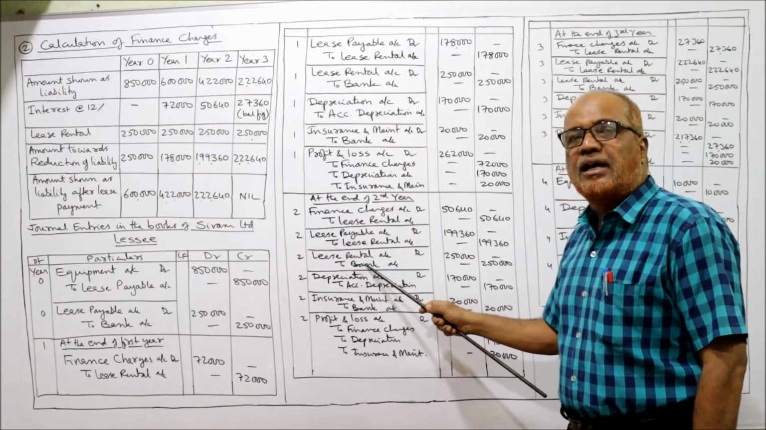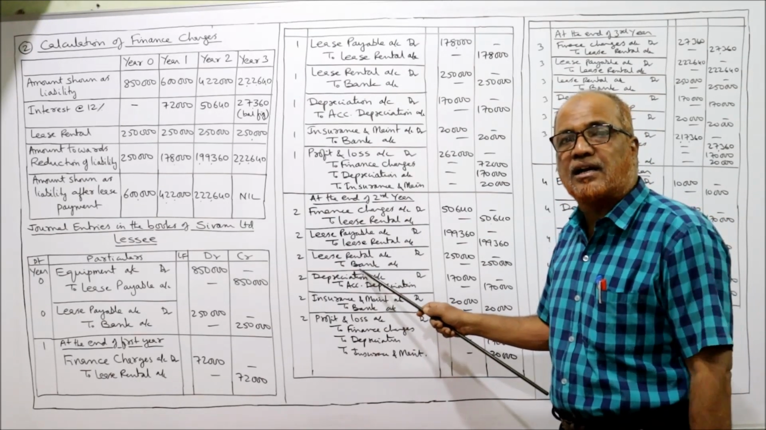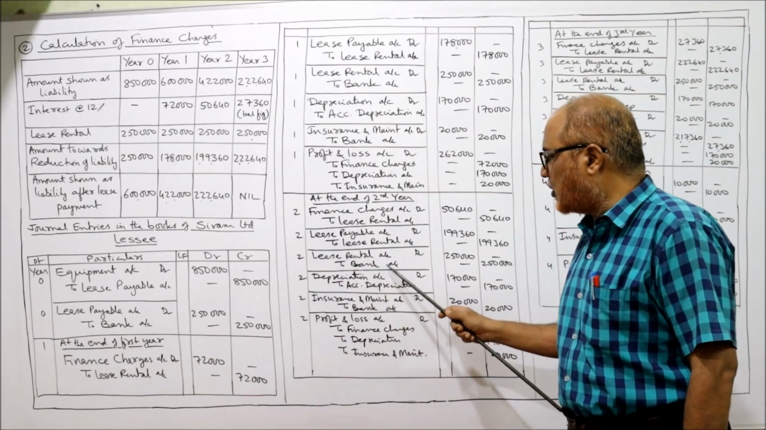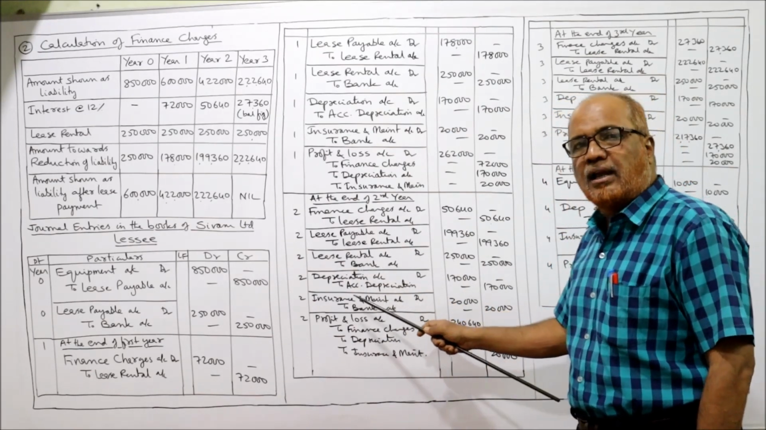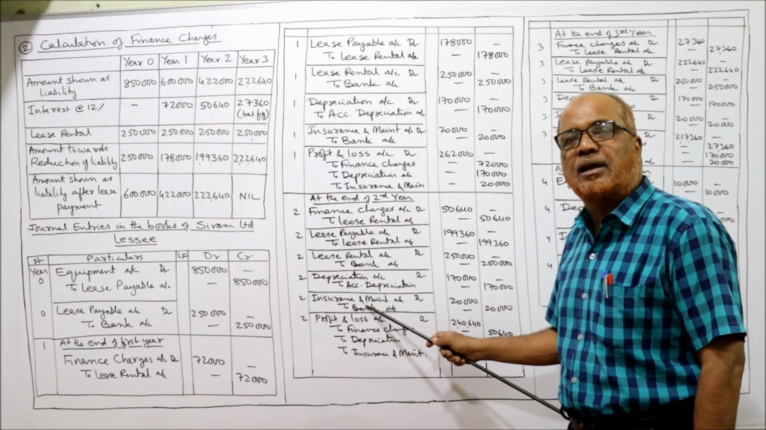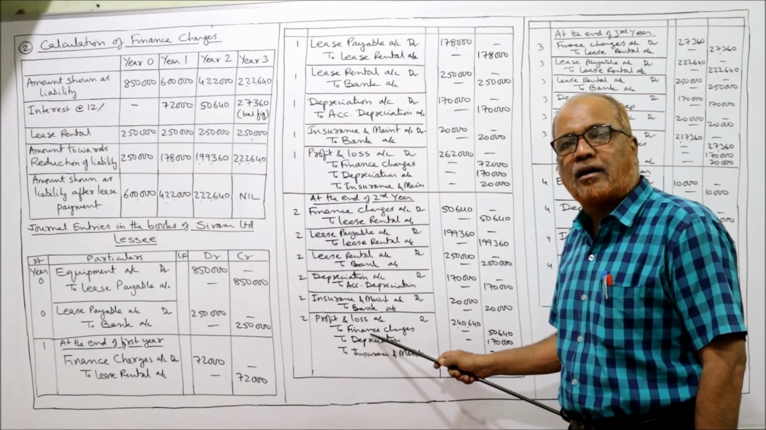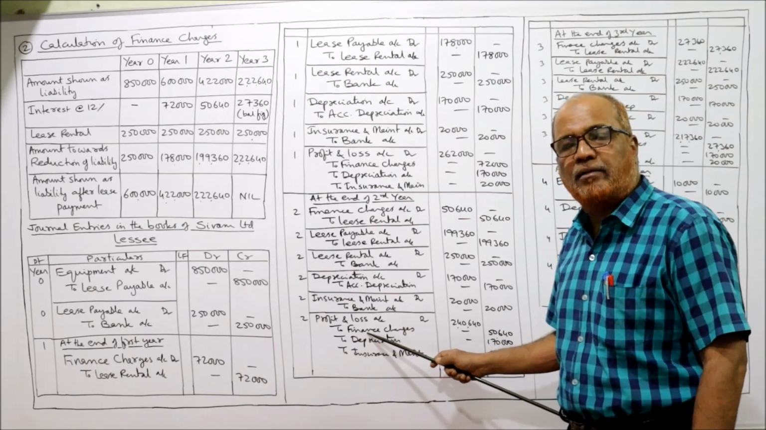Next, third entry will be lease rental account debit to bank. Being the third lease rental paid. Lease rental account debit to bank 2,50,000. Then depreciation account debit to accumulated depreciation 1,70,000, being the depreciation provided. Then insurance and maintenance account debit to bank, being the insurance and maintenance paid.